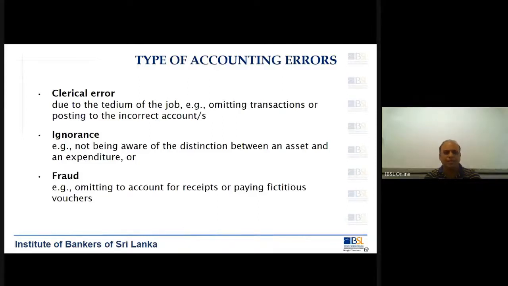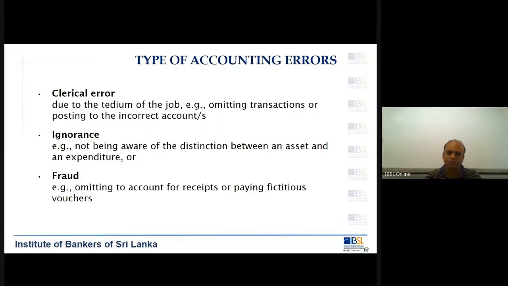Then the second type of error is what we call an ignorance error. This is something where you are not aware of the distinction between an asset and an expenditure. Now there you have to have a clear demarcation. Once we go into the topic of LKS 16, you will understand this. But before that, just to give you a brief idea, sometimes you might get a transaction which may look like a fixed asset as well as an expenditure.